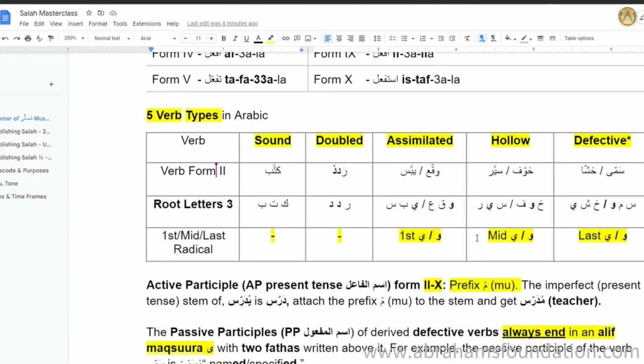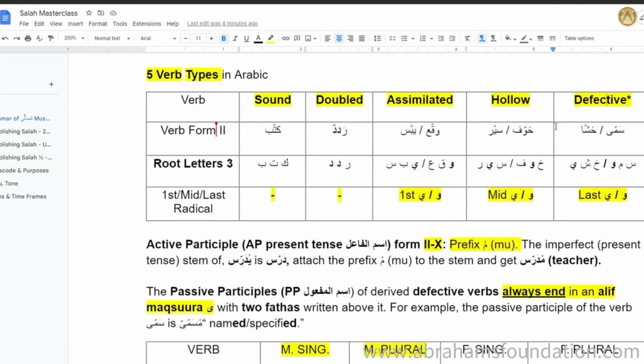How many verb types? 5. Okay, what are they? Sound, double, assimilated, hollow, defective. Okay. Which one? And you know how they do it? Okay, good. Because now you know why.